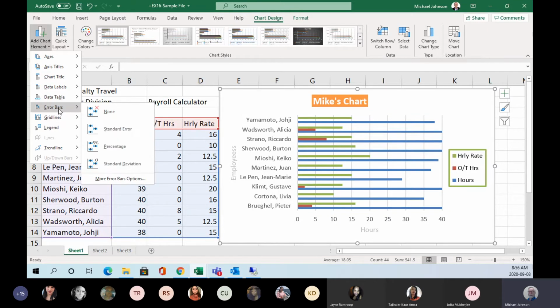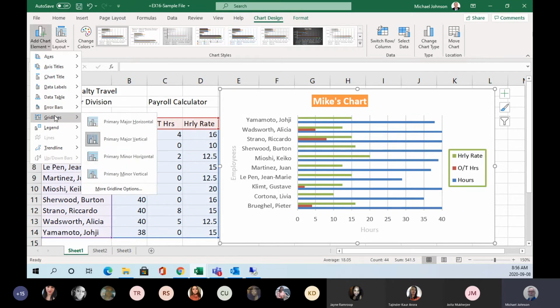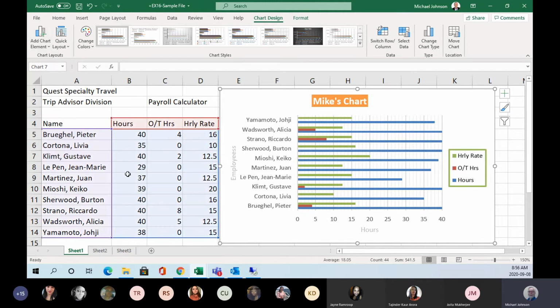Error bars, now we're not using any. Guidelines, this is important because right now we have vertical. But what if I want to put in more vertical? So we have primary. What if I want to put in the minor? So if I click on minor, it puts in lots of extras in between. So now it makes it easier for me to determine how far is it? Is it 20 or is it 19 or is it 18?